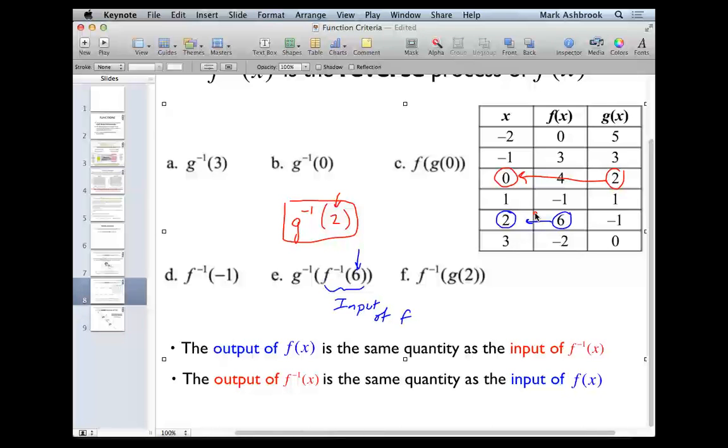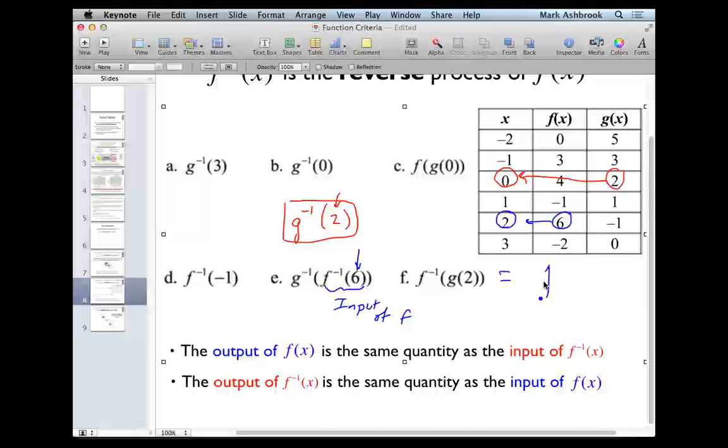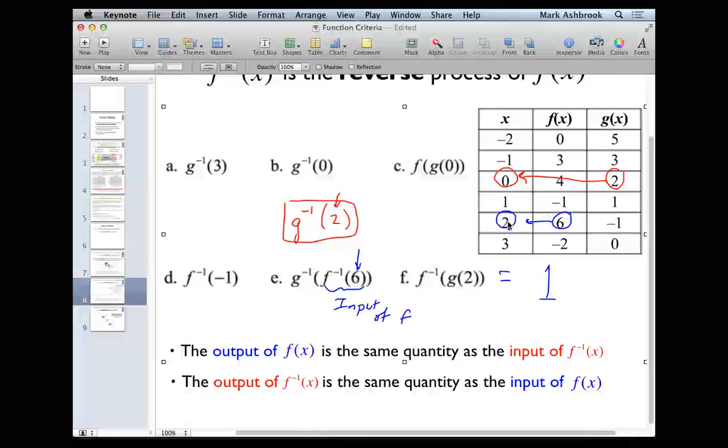Did these go pretty good? Anyone just want an answer? Any answer requests? What was the answer to F? People are saying 1, and someone said -2. I'll do it fast. So G of 2 is the input into G. Output of G is -1, but now that's the output of F, -1. So the whole thing is the input of F that would give an output of -1. So I think it's 1.